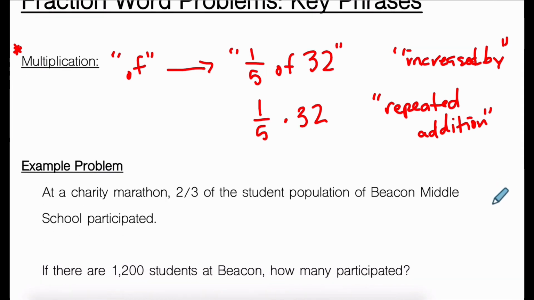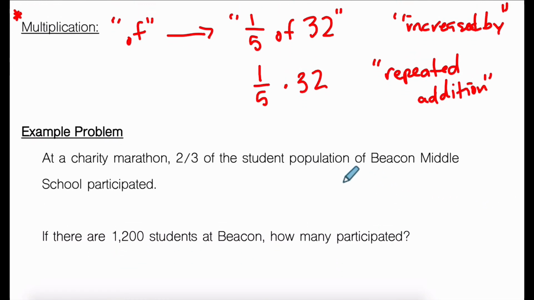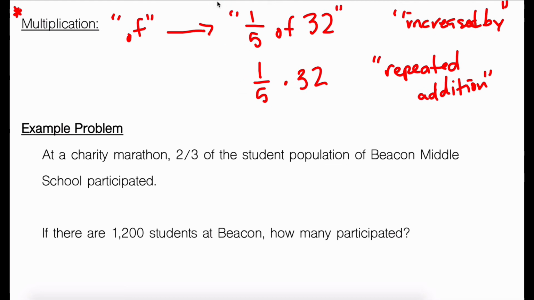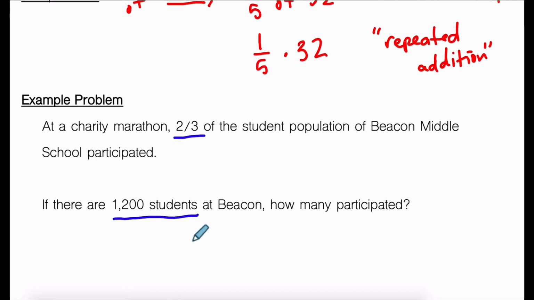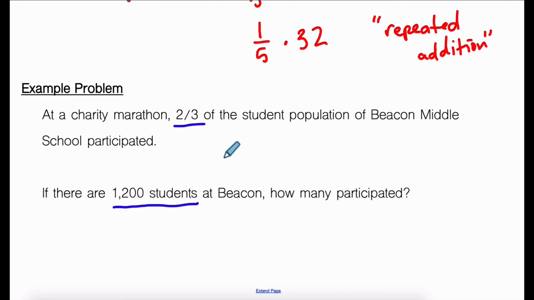So the multiplication problem first that I have is an example of where "of" means multiply. At a charity marathon, 2/3 of the student population at a school participated. There are 1,200 students at the school. How many participated? Well, what this question is really asking you is, what is 2/3 of the school? And it tells us the number of people in the school is 1,200. So what is 2/3 of the total 1,200 students?